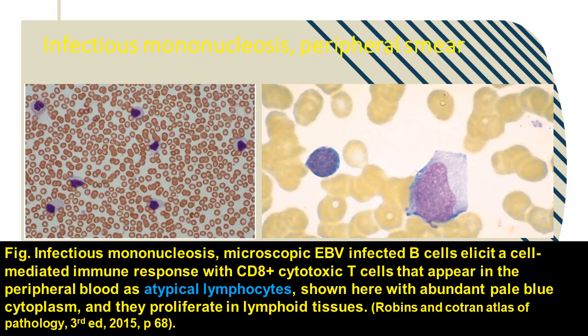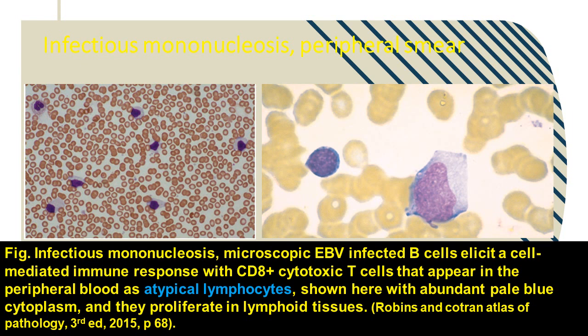This figure is for the microscopic appearance of infectious mononucleosis. Epstein-Barr virus infection transmitted by close human contact, often through saliva, most often in young adults, causes infectious mononucleosis with fever, sore throat, generalized lymphadenopathy, splenomegaly, as well as absolute lymphocytosis.